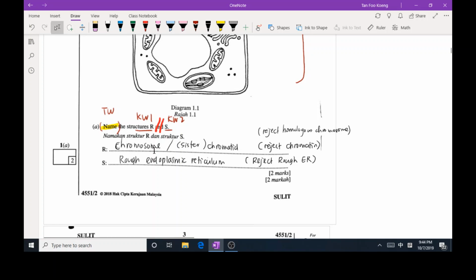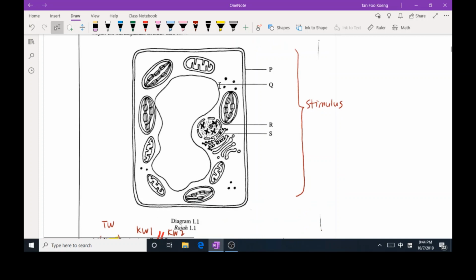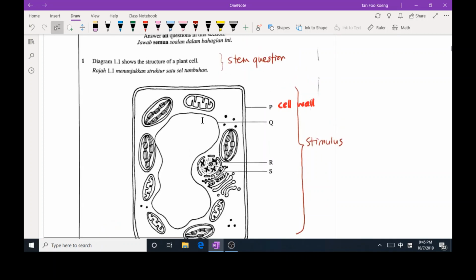So how to score this question? First of all, let's look at the stimulus. It's a plant cell. So what is P? Label the diagram first, because if you label the diagram properly, you can actually use the terms here to help you to explain. So P is cell wall. If Q is an organelle, so Q must be vacuole. All right. If Q refers to a specific membrane, then Q is tonoplast.